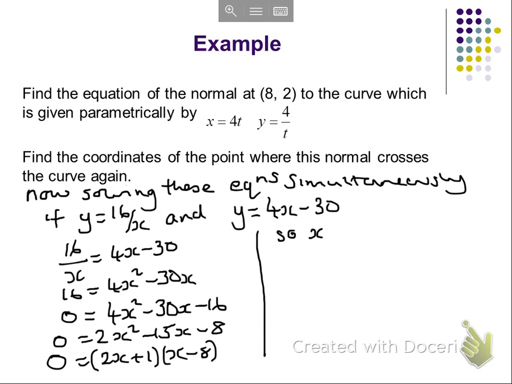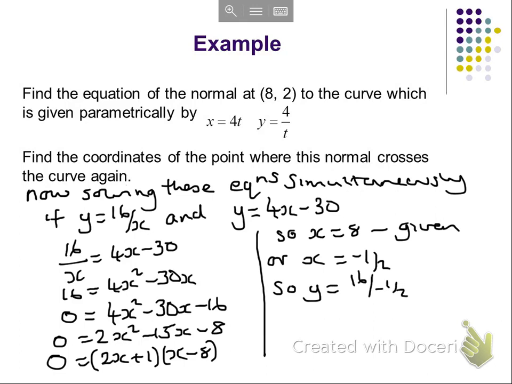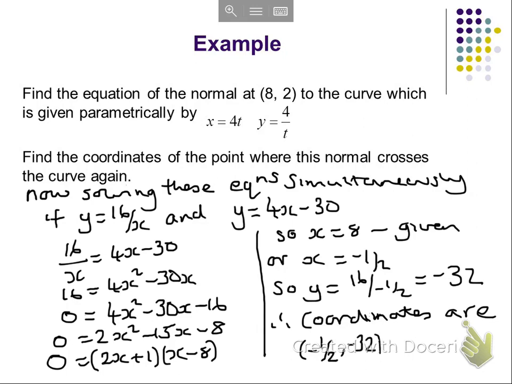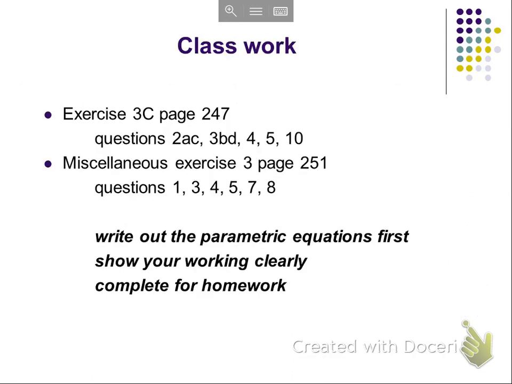So this means that x will equal 8, which we have already been given in the coordinate 8, 2, or x equals minus a half. So if x equals minus a half, that means that y equals 16 divided by minus a half, which is minus 32. So the other coordinates of intersection is going to be minus a half, minus 32, and the given one 8, 2.